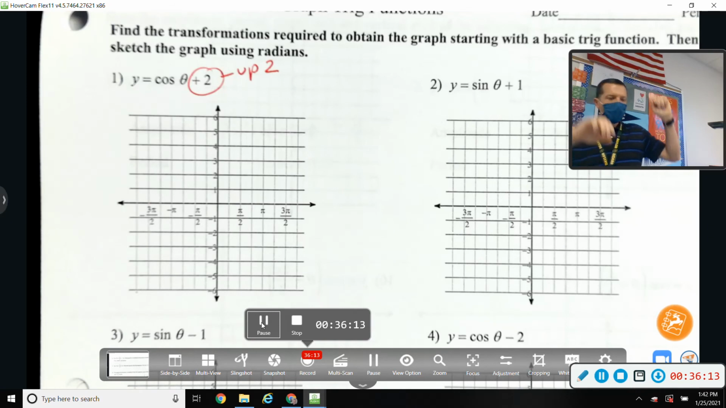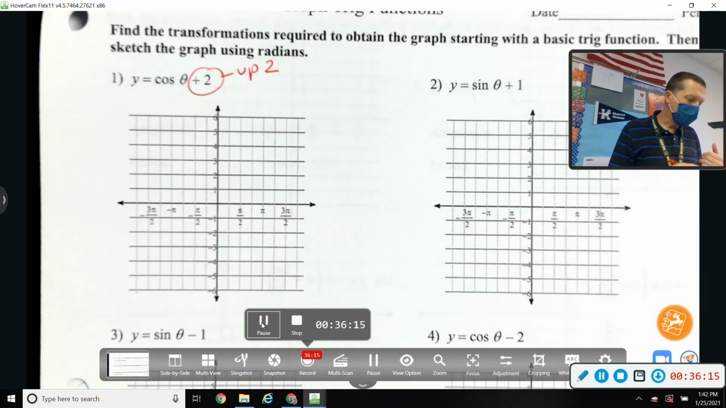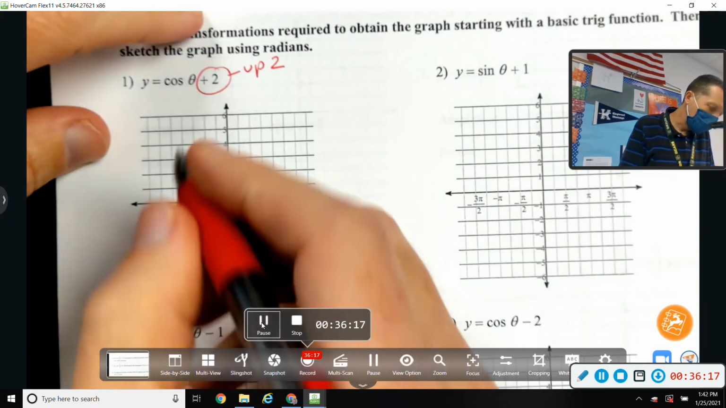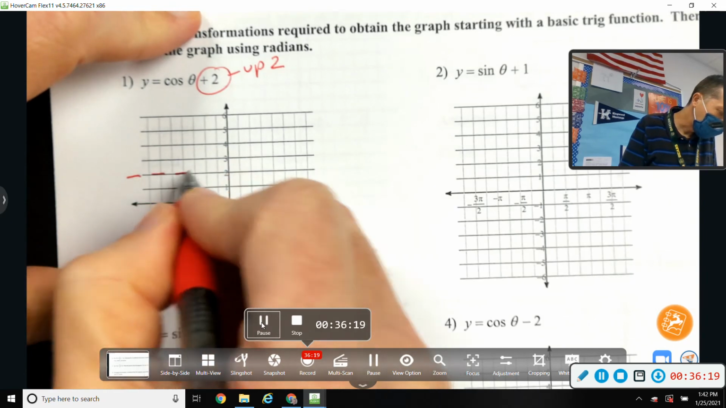Now, you can graph without doing what I'm about to do, but I think it's helpful to put that sort of midline on the graph.